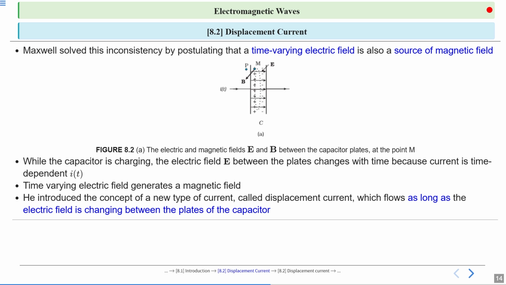As long as the electric field is changing between the capacitor plates, that displacement current will exist between the plates of the capacitor. When the electric field between the plates of the capacitor becomes constant, this displacement current disappears and there is no magnetic field between the plates of the capacitor. Only a changing electric field will produce the magnetic field.